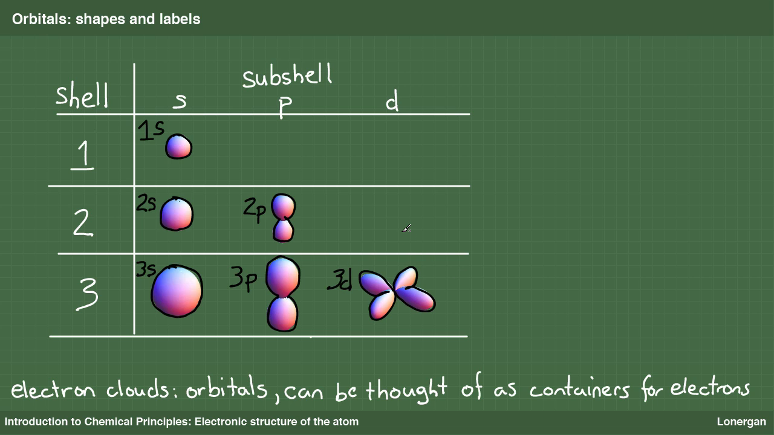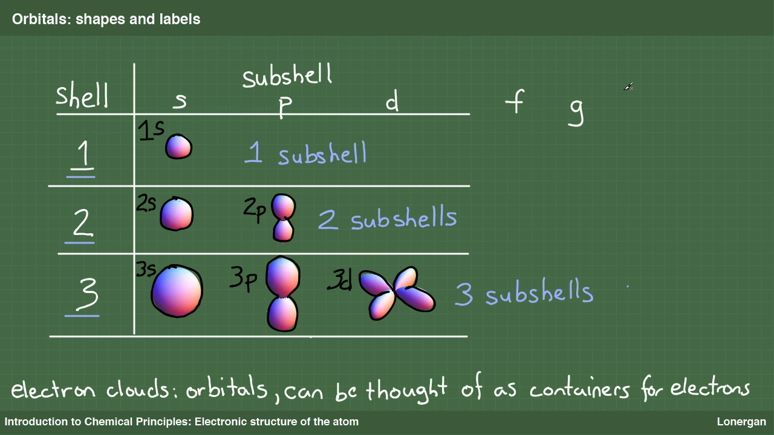Remember, the number of subshells in a given shell is given by the shell number. Shell number 1 has one subshell, shell 2, two subshells, shell 3, three subshells, etc. The subshell designation starts at S, then P, then D, then F. After that, it follows the alphabet, G, H, I, etc.